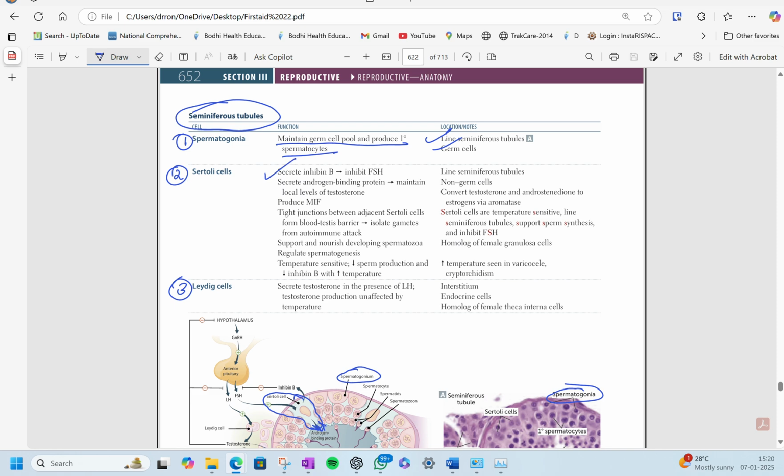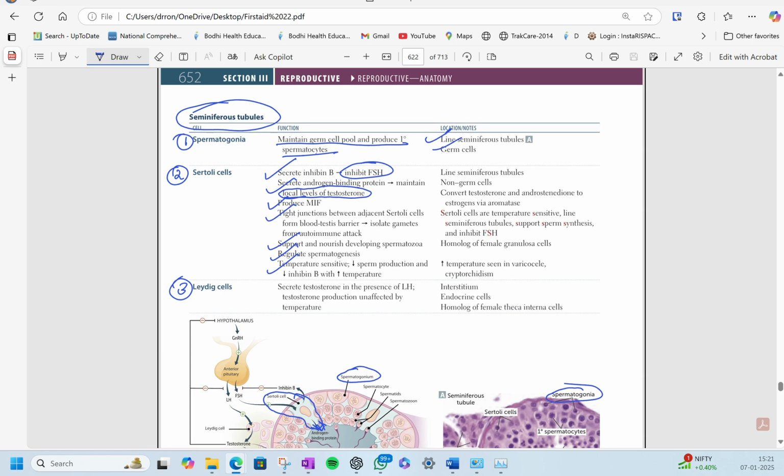Sertoli cells secrete inhibin B, which inhibits FSH. They secrete androgen binding protein, which maintains the local level of testosterone, and produce the Mullerian inhibiting factor in neonates. Tight junctions between Sertoli cells support and nourish and regulate spermatogenesis, and they produce sex hormone binding globulin. They are non-germ cells that convert testosterone and androstenedione to estrogen, and they line the seminiferous tubules.